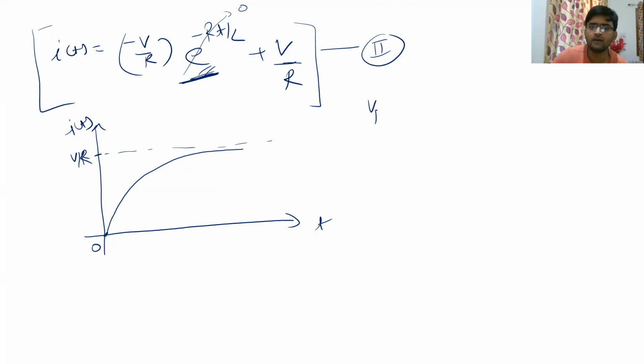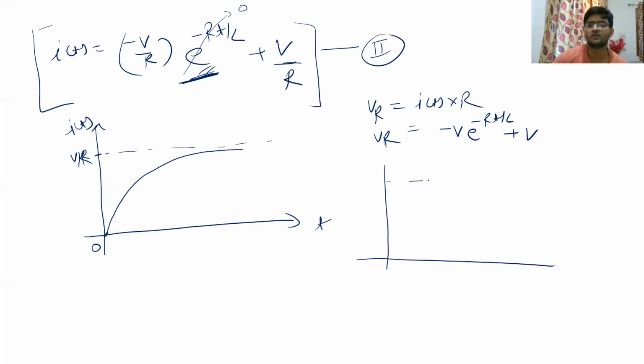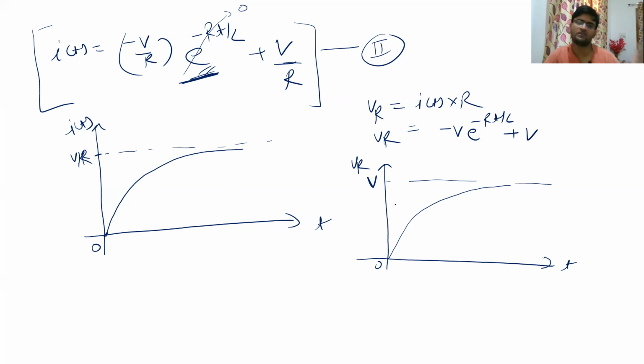So what will happen to VR? VR is nothing but i(t) into R. So this whole equation will look like minus V e to the power minus Rt by L plus V. Everything is going to be the same, just this curve will look like this. This steady state will be V, and the curve will be like this, right? So from 0 onwards, the voltage across the resistor will be moving towards V. Now, can you tell me what will be happening to the voltage across L?